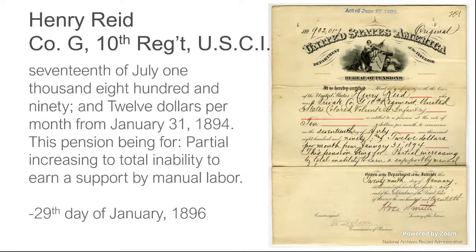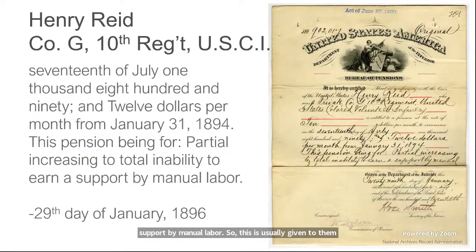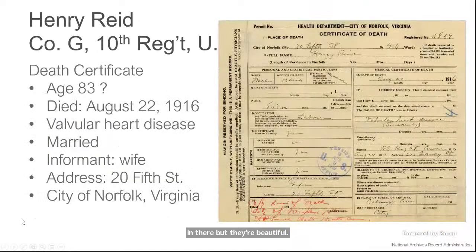So this is for an increase in his pension, and it's because of his increasing inability to earn his support by manual labor. So this is usually given to the family. So it's probably in the packet because he probably had his other certificate and this one was just for an increase. That's my guess as to why this might be in there, but they're beautiful documents. Okay, let's move on here.